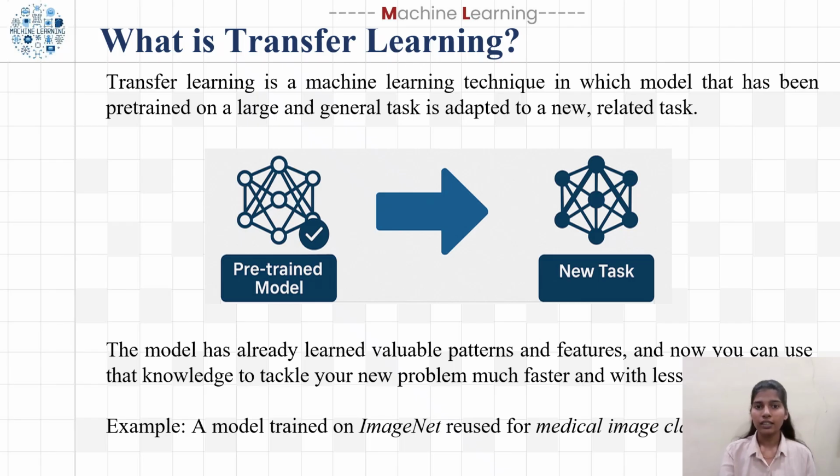Think of it like this: the model has already spent significant time and resources learning valuable patterns and features from the initial large datasets. Now, instead of starting from zero for your new problem, you leverage that pre-existing knowledge. This allows you to tackle the new problem much faster and with significantly less time. This is powerful. A classic example is using a model trained on general images like ImageNet, reusing it for a specialized task such as medical image classification.